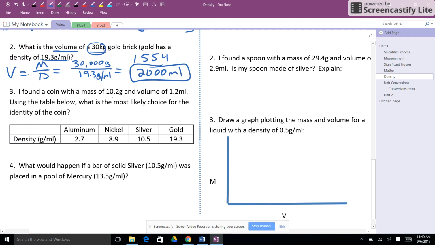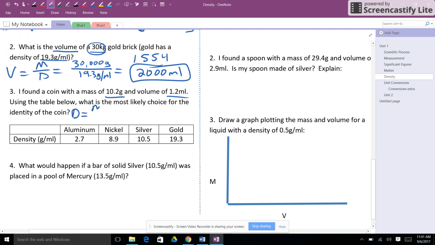Question 3. I found a coin that has a mass of 10.2 grams and a volume of 1.2 milliliters. Using the table below, what is the most likely choice for the identity of the coin? Now, if you want to try and find the identity of something, we can maybe compare the densities. So let's go ahead and calculate the density.